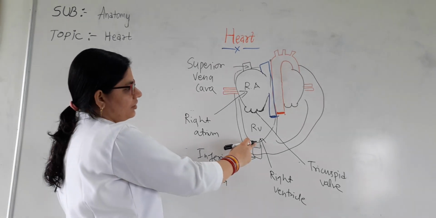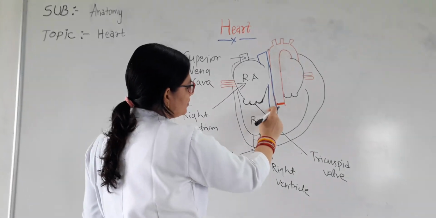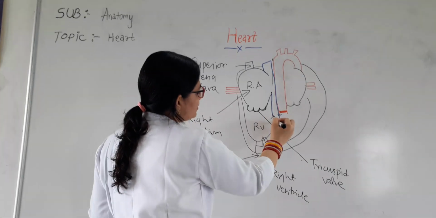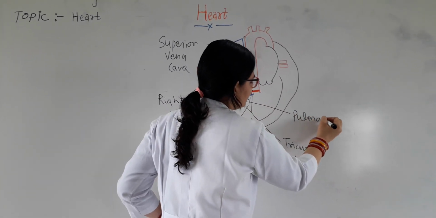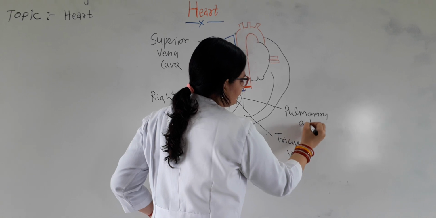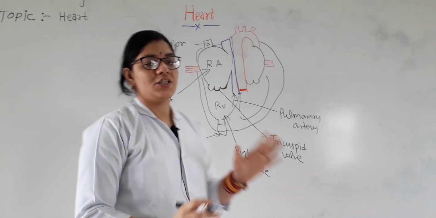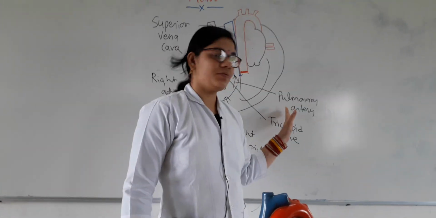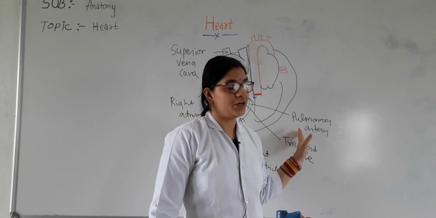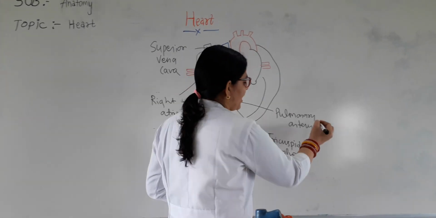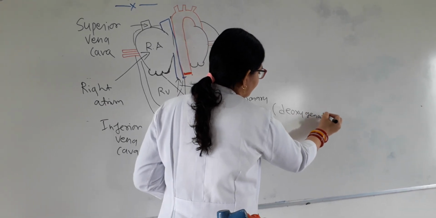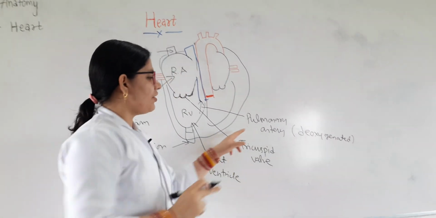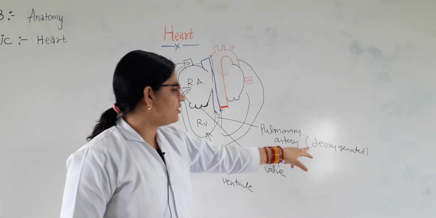From the right ventricle, the blood goes into this blue colored vessel, as you can see. This is known as the pulmonary artery. Now, as we all know, the main function of an artery is to carry oxygenated blood, but this is an exception. It carries deoxygenated blood. So the pulmonary artery is the only artery which carries deoxygenated blood.